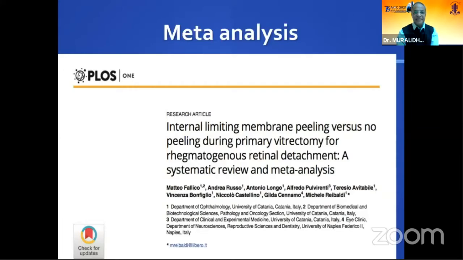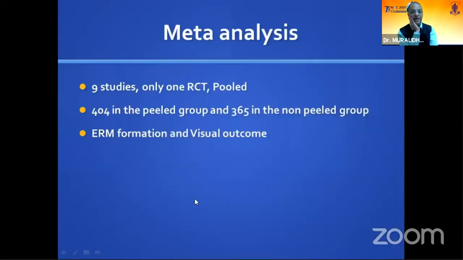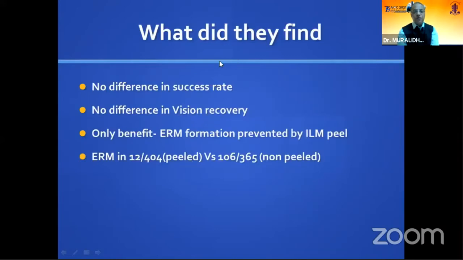This is a meta-analysis which Saravanan alluded to. They pooled 9 studies. Remember, only one of them was a randomized control trial. The rest of them are all retrospective. So they essentially said the same thing. Then the peel group and the non-peel group, they looked at the ERM formation and the visual outcome. There was no difference in the success rate, no difference in the vision recovery. The only difference was that ERM formation was prevented by ILM peel.